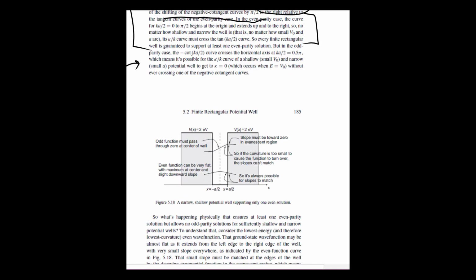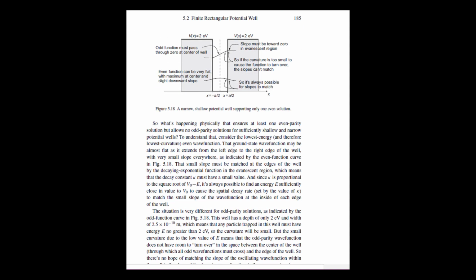So it says here, it is possible for a shallow, that is small V0, and narrow, that is small width a, well to have the kappa over k curve get down to kappa equals 0 without ever crossing one of the negative cotangent curves. So that's the graphical explanation of why there are no solutions. What's really going on physically that says there's always going to be at least one even parity solution, but maybe no odd parity solution if we have a sufficiently narrow and shallow potential well?